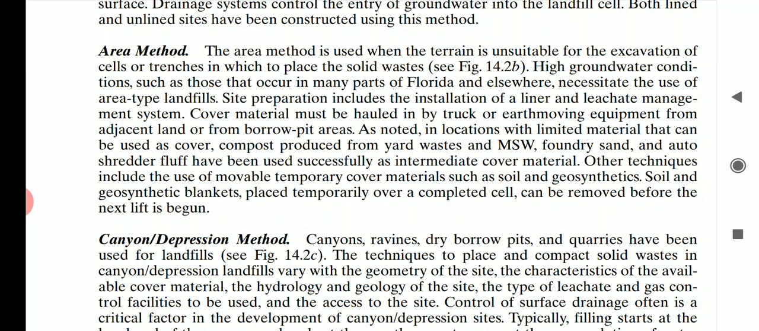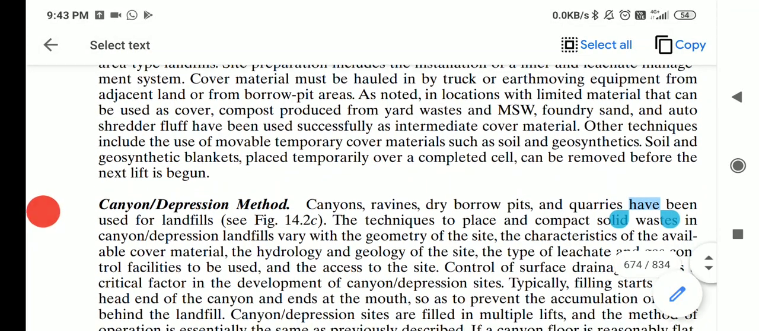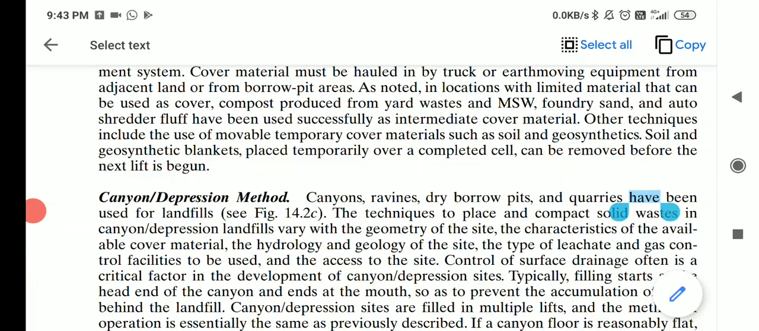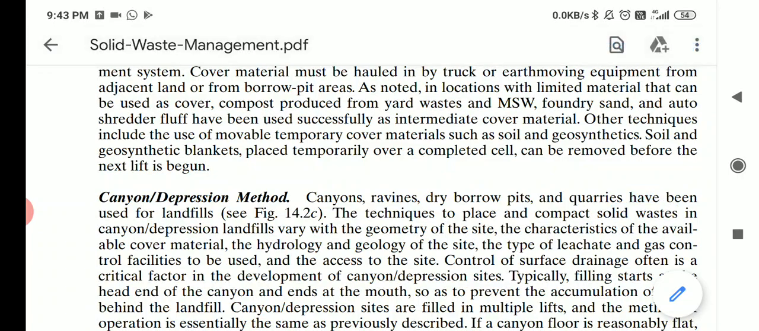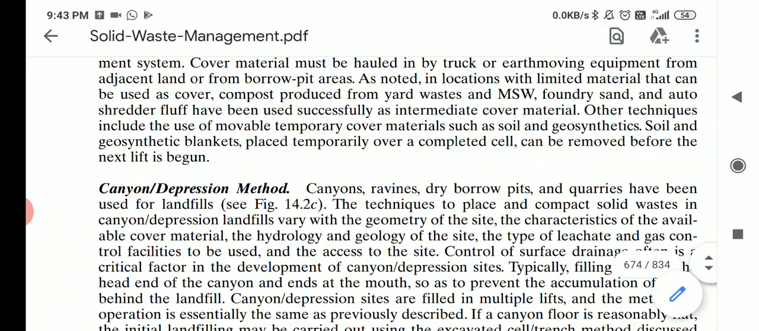As noted, in a location with limited material that can be used as a cover, compost produced from yard waste and municipal solid waste, foundry sand or auto shredder fluff have been used successfully as intermediate cover material. Other techniques include the use of movable temporary cover materials such as soil. Geosynthetics are also used. Soil and geosynthetic blankets placed temporarily over a completed cell can be removed before the next lift has begun.